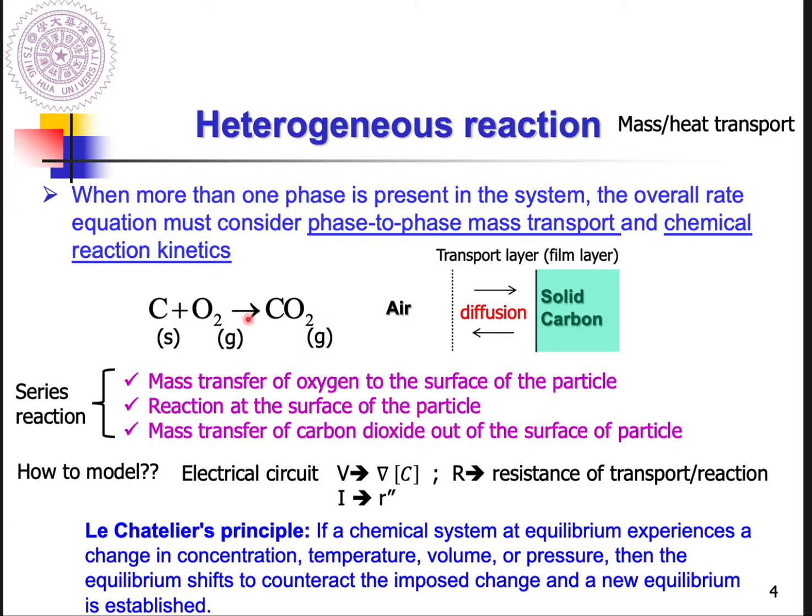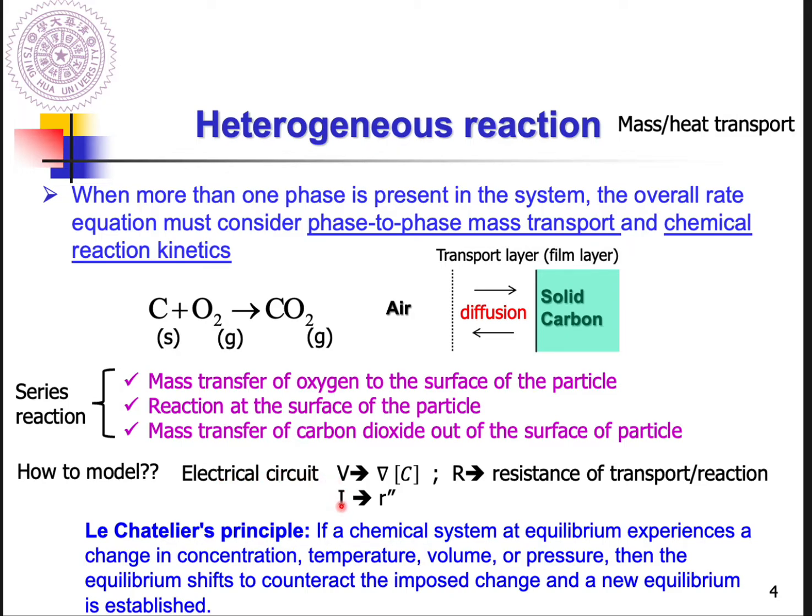So here, what's the purpose? We need to model or reconstruct this heterogeneous chemical reaction. So how to do that? How to model this heterogeneous reaction, including the mass transport part and the reaction part? The relationship between both is in series, right? So we can use the concept we learned from the electrical circuit.